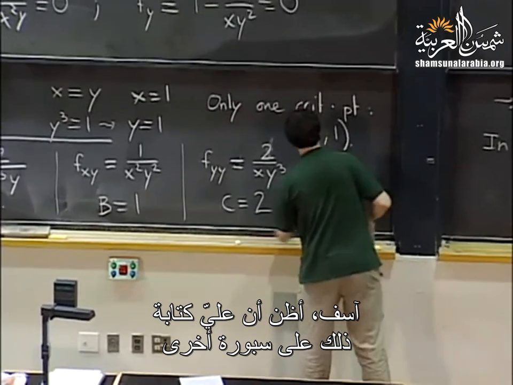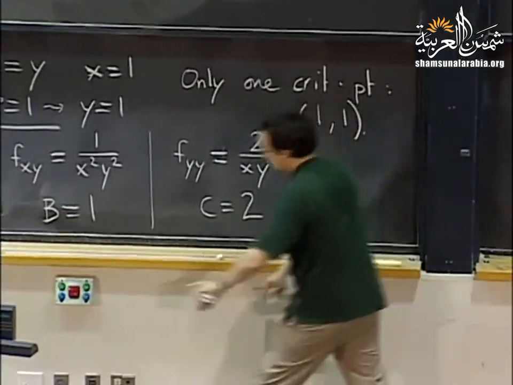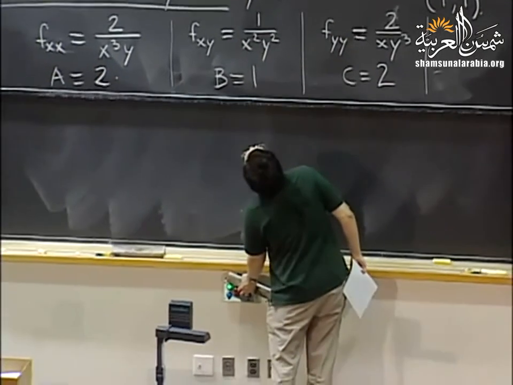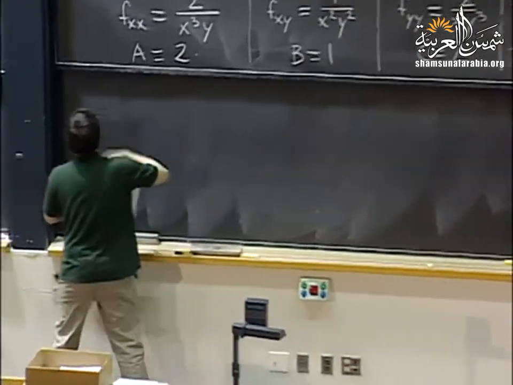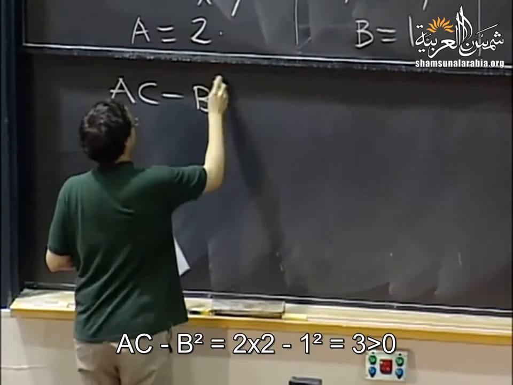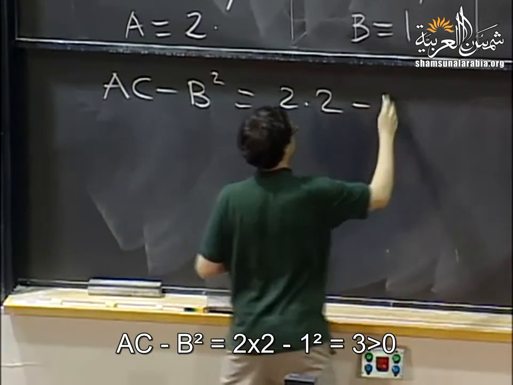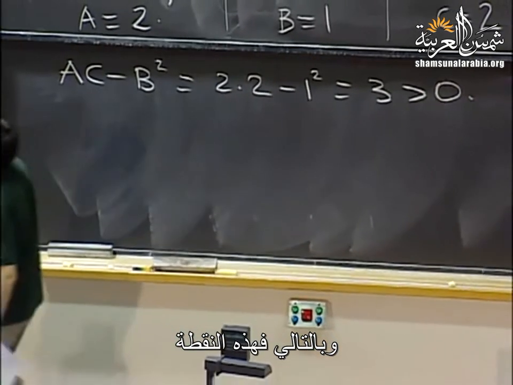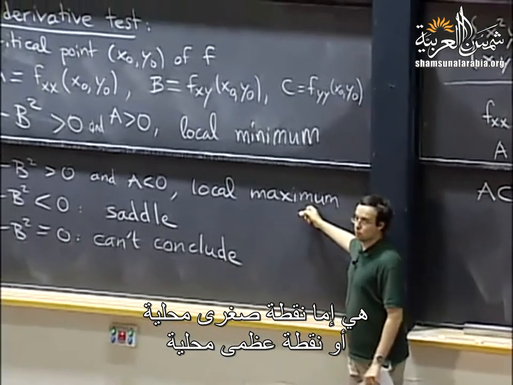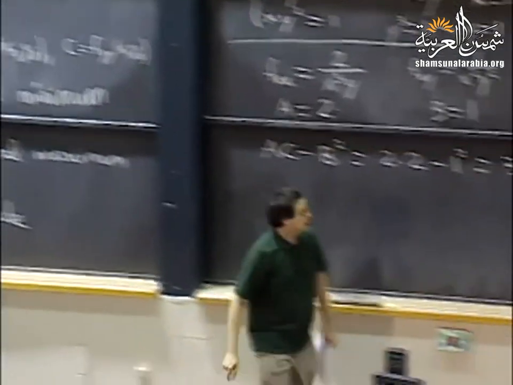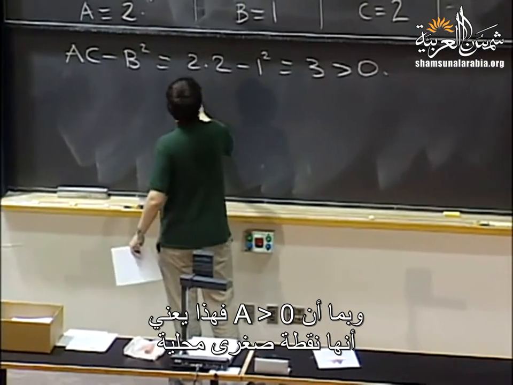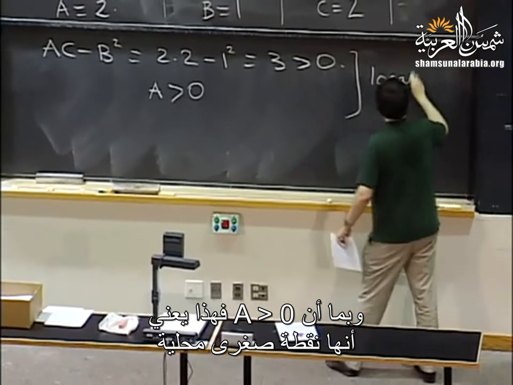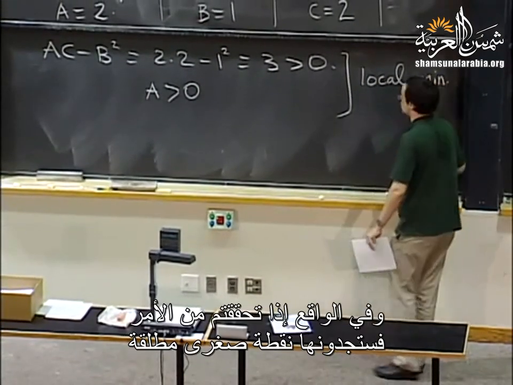So that tells us, ac minus b squared is 2 times 2 minus 1 squared, which is 3, which is positive. That tells us we are either at a local minimum or a local maximum. And a is positive, so it's a local minimum. And in fact, you can check it's the global minimum.